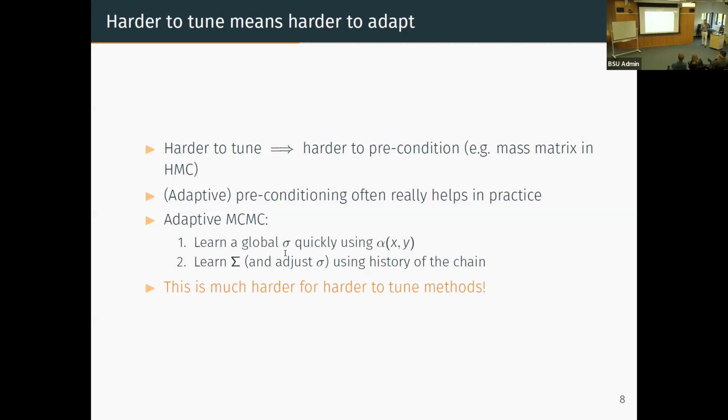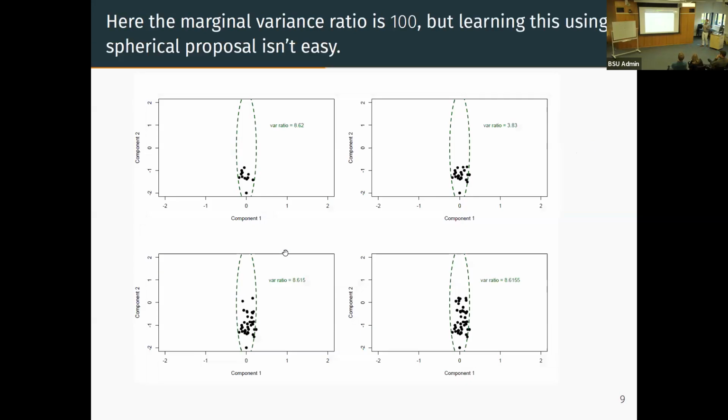Okay, so my message is that this is much harder to do if the method is less robust. Here's a simple example of why this can be hard. This is just a random walk Metropolis, but the target distribution is elliptically shaped, and I've started a random walk Metropolis with a spherical proposal, so just the identity matrix is my proposal covariance.